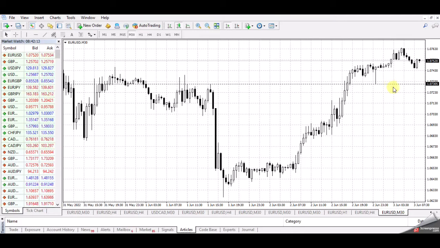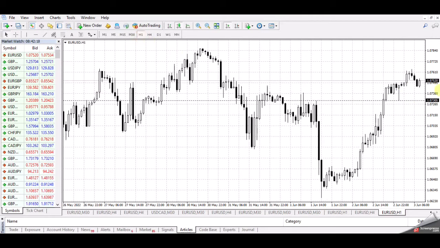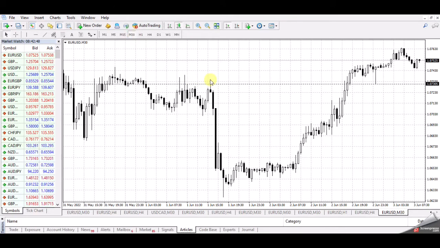Now, if hourly, okay, we have a black candle closing below 0.7305, okay, hourly, a black candle closed on hourly chart time frame below 0.7305, okay, the price will fall further, okay. So let's check which is the target and the support.